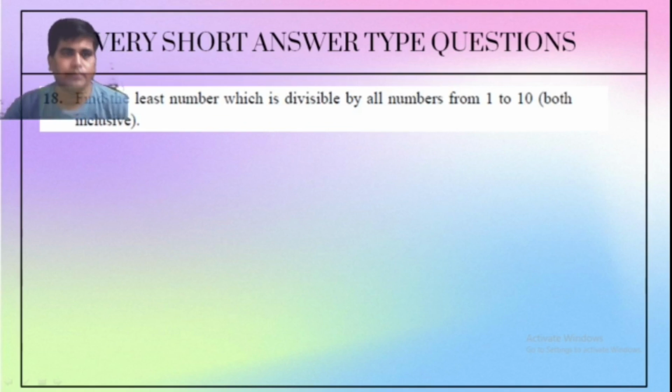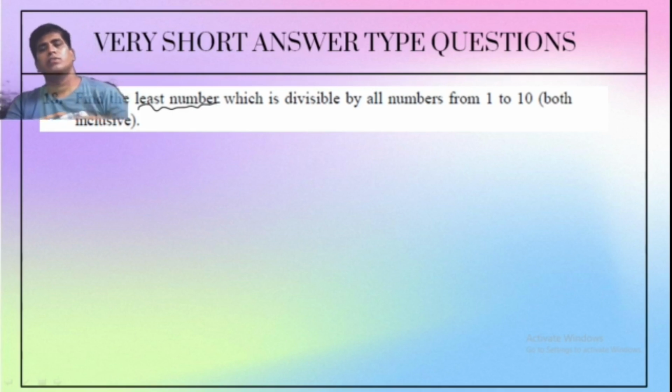Next question. Find the least number which is divisible by all numbers from 1 to 10, both inclusive. Find the least number which is divisible by all the numbers, the number which is divisible by 1, 2, 3, 4, 5. So find that number. He is asking indirectly for the LCM.